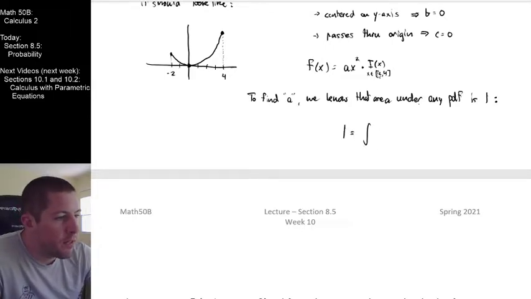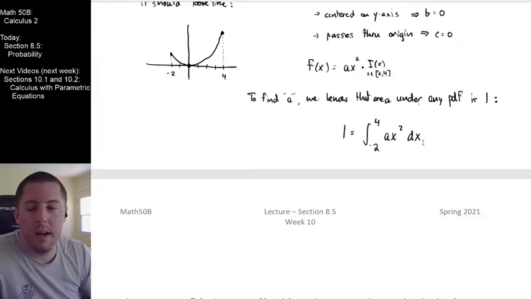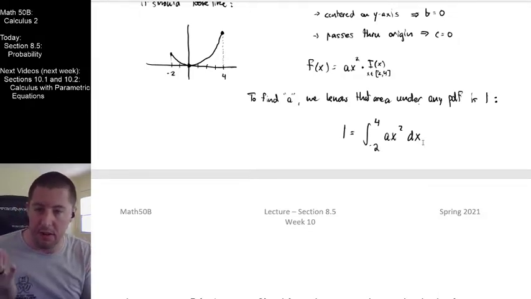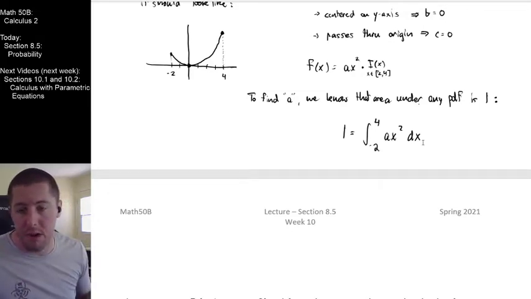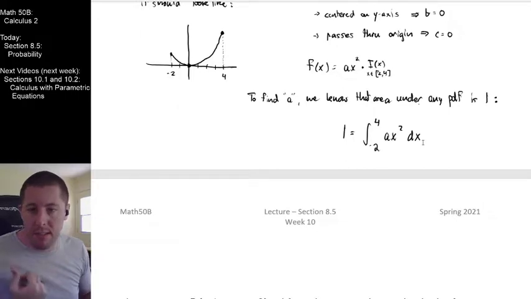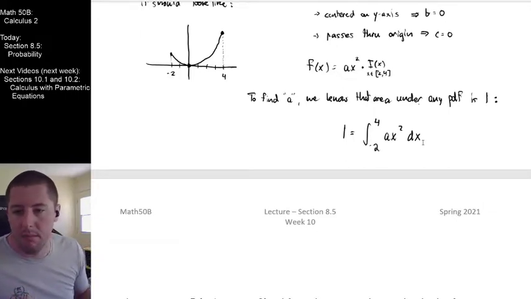That's a -2 right there, right? -2 to 4 of ax squared dx. I know that the area underneath the probability distribution function over the entirety of its bounds, over its support, is guaranteed to be 1. Otherwise, it's not a probability distribution function, because if it's less than 1, then that means that we ignored some possible outcomes.